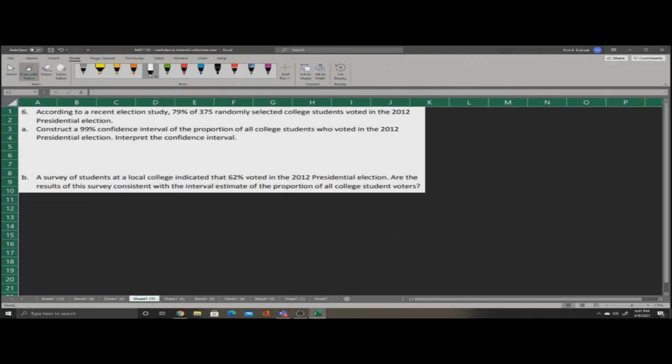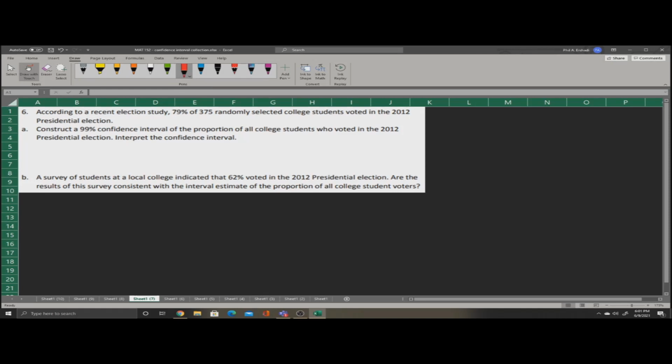In this problem, we are told that according to a recent election study, 79% of 375 randomly selected college students voted in the 2012 presidential election. We are asked to construct a 99% confidence interval for this and interpret it.